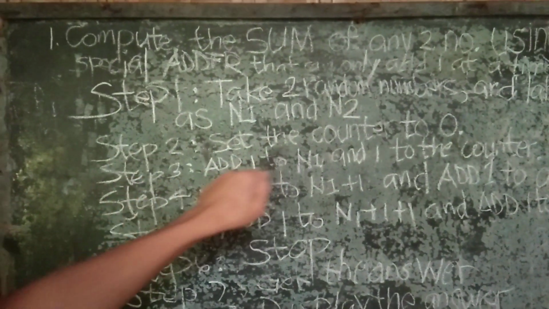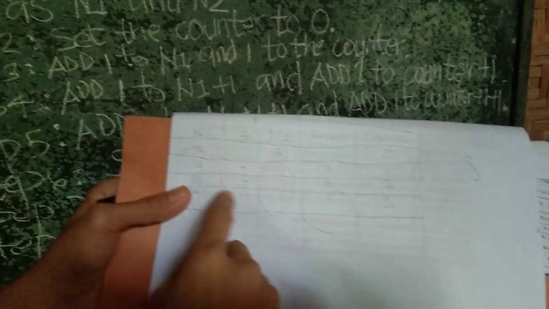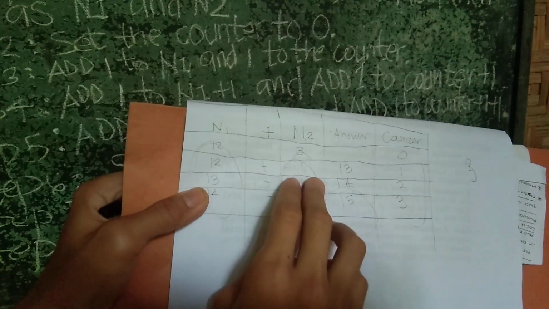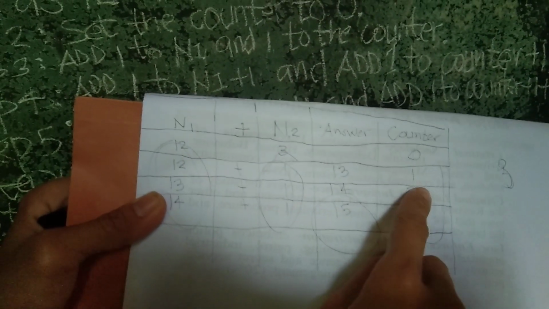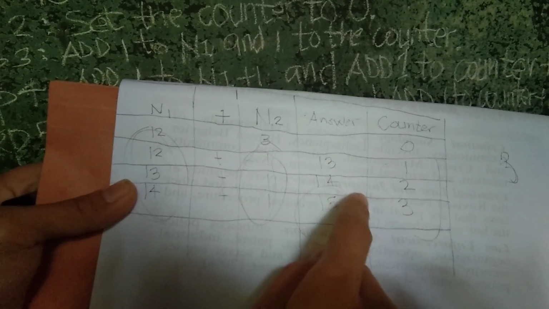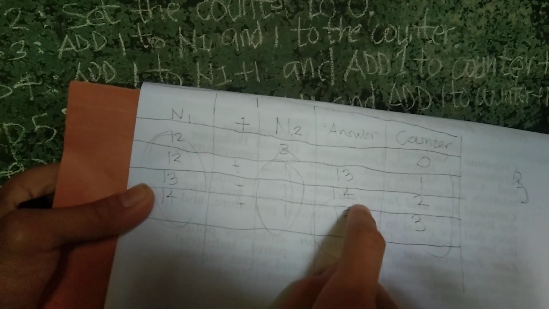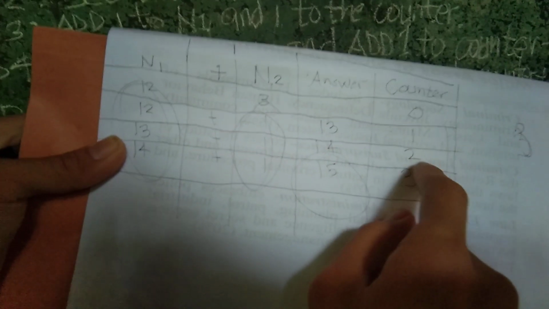So step 2, set the counter to 0, and you can see here my counter is 0. And step 3, add 1 to n1, which is what I did here, 12 plus 1, and add 1 to the counter. The counter is 0, and if we add 1 to 0, that would be 1. And the fourth step is add 1 to n1 plus 1, and n1 plus 1 is 13. So 13 plus 1 equals 14. And add 1 to counter plus 1. Counter plus 1 is 2.